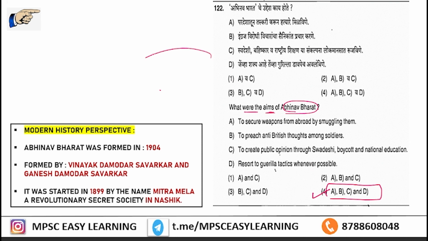If we see certain important points about Abhinav Bharat, it was formed in 1904. Who formed it? This was asked, please note. It was formed by Vinayak Damodar Savarkar and Ganesh Damodar Savarkar. Initially, it was actually started in 1899, when the name was Mitra Mela, a revolutionary secret society in Nashik. After that, the name was changed to Abhinav Bharat.